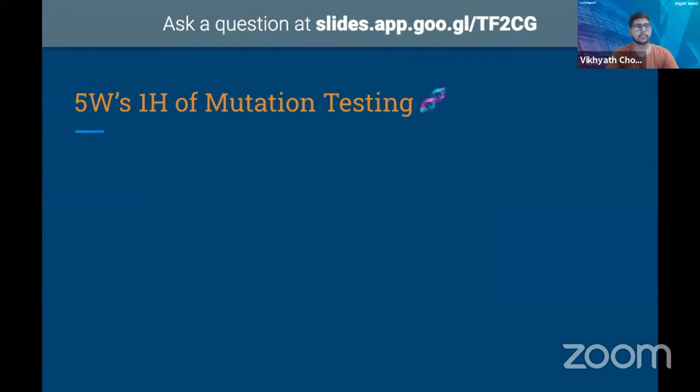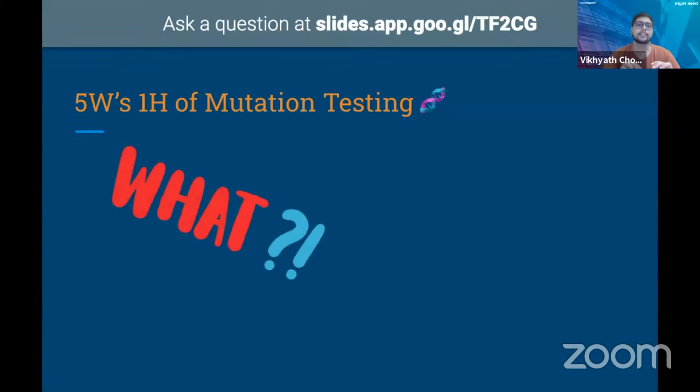All right, so we'll quickly run through the 5 Ws and 1 H of mutation testing, and we'll see how things are taken forward from there, right? So what is mutation testing? Basically, it measures the quality of your software tests themselves. You write the source code, and for that you write the tests. But for the tests which you write, how do you make sure they are of good quality, right? So that is what mutation testing as a concept is.